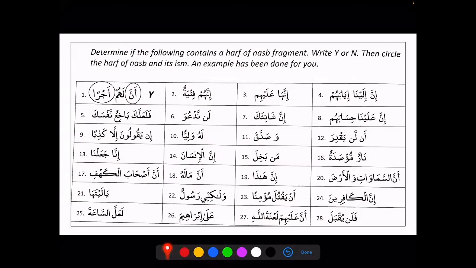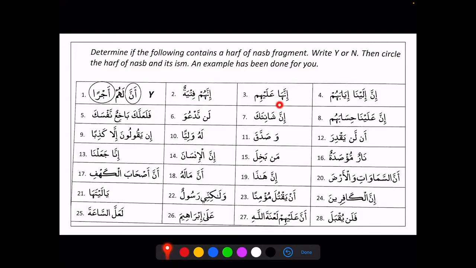Okay, number 2 over here, innahum fityatun. So innahum, let's do it together. Quickly. Inna is harfu nasab and hum is ismu inna. Innahum, indeed they are fityatun, teenagers. Again, this is Surat Kahf. So indeed they are teenagers. Allah subhanahu wa ta'ala is talking about Ashabul Kahf over here.